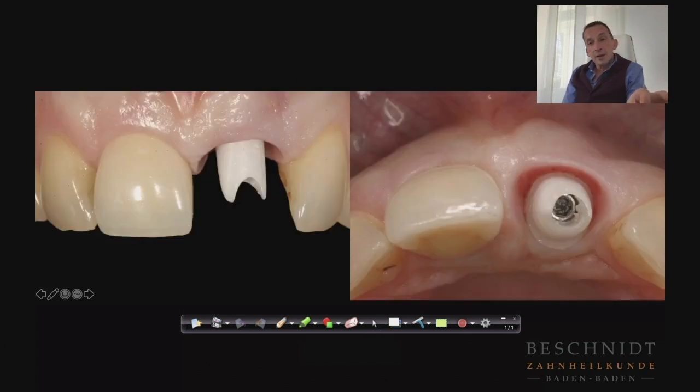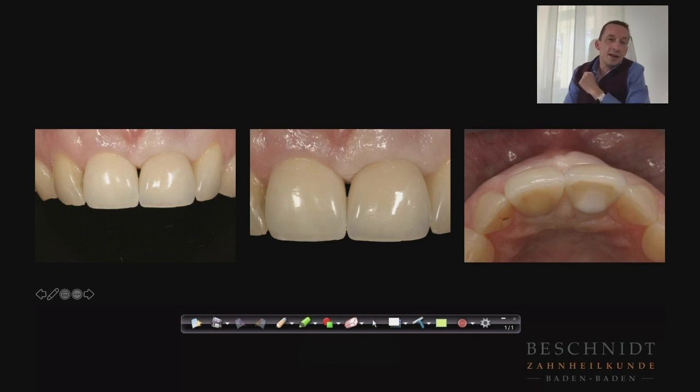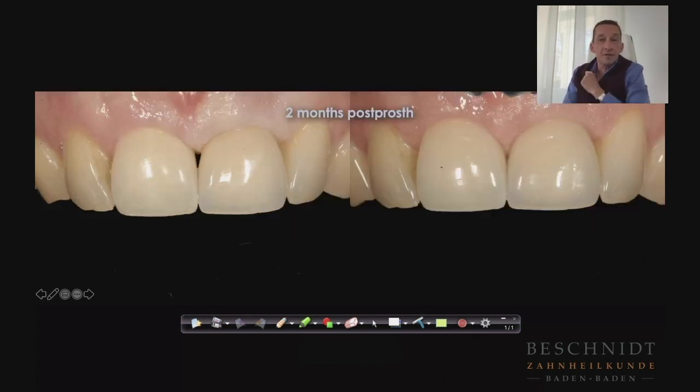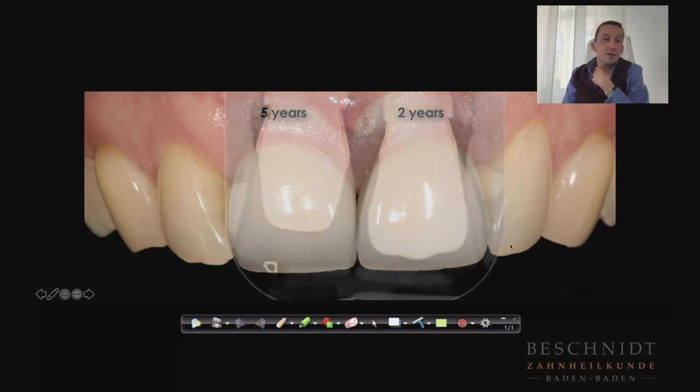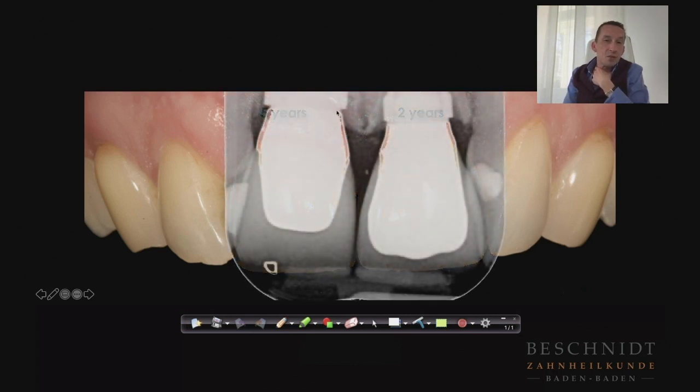Now we cement the final crown, and you see, even during cementation, you might lose the central papilla, but you have to know this one: if you don't touch it anymore, it comes back. And here you see the long-term result over 5 and 2 years. You see that this was a 0.5 millimeter platform switch. This is a 0.2 millimeter platform switch.